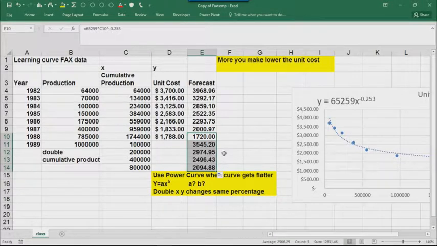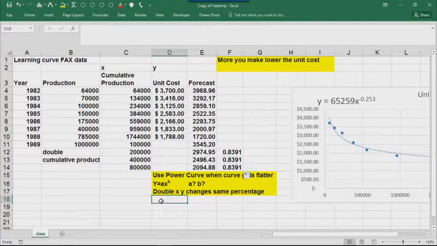Okay. Now let's see what's the percentage drop. We go from 200,000. What's the predicted cost compared to 100,000? It's 84%. Copy it down and you still get that 83.9%. That's your 84% learning curve. Whenever you double what you make, costs drop, cost will be 84% of what it was, which means it dropped by 16%.